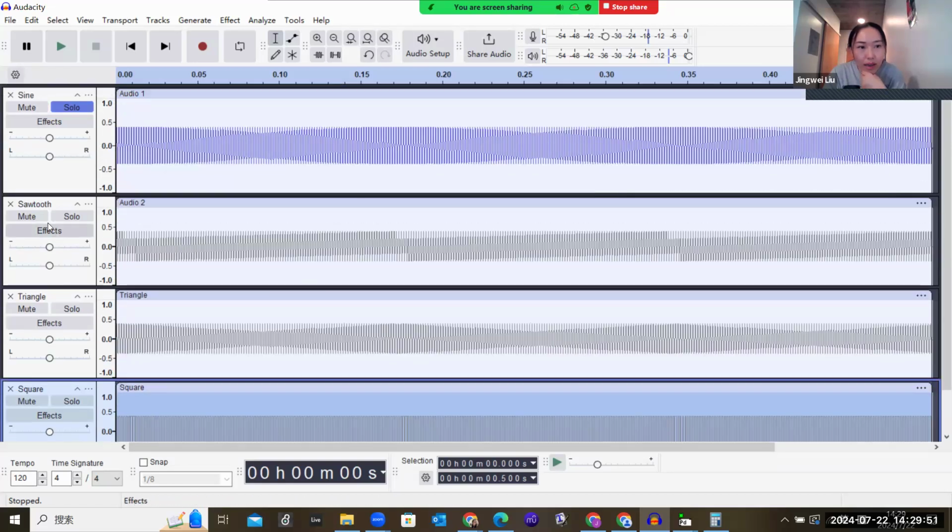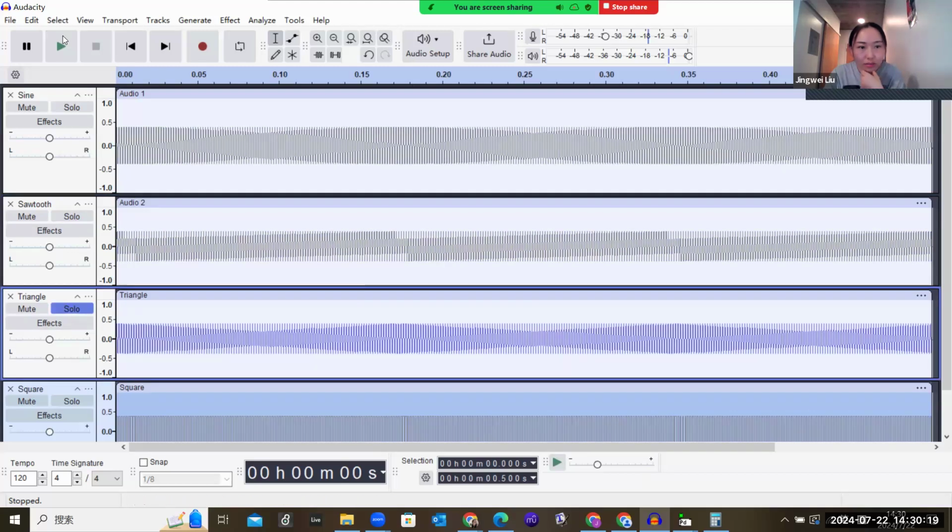So now I muted every other track. I'm doing solo for the sine wave. Okay. About sawtooth. So it's much brighter. If you describe the sound quality, it's brighter, right? It's more sharp, harsh, I would say.